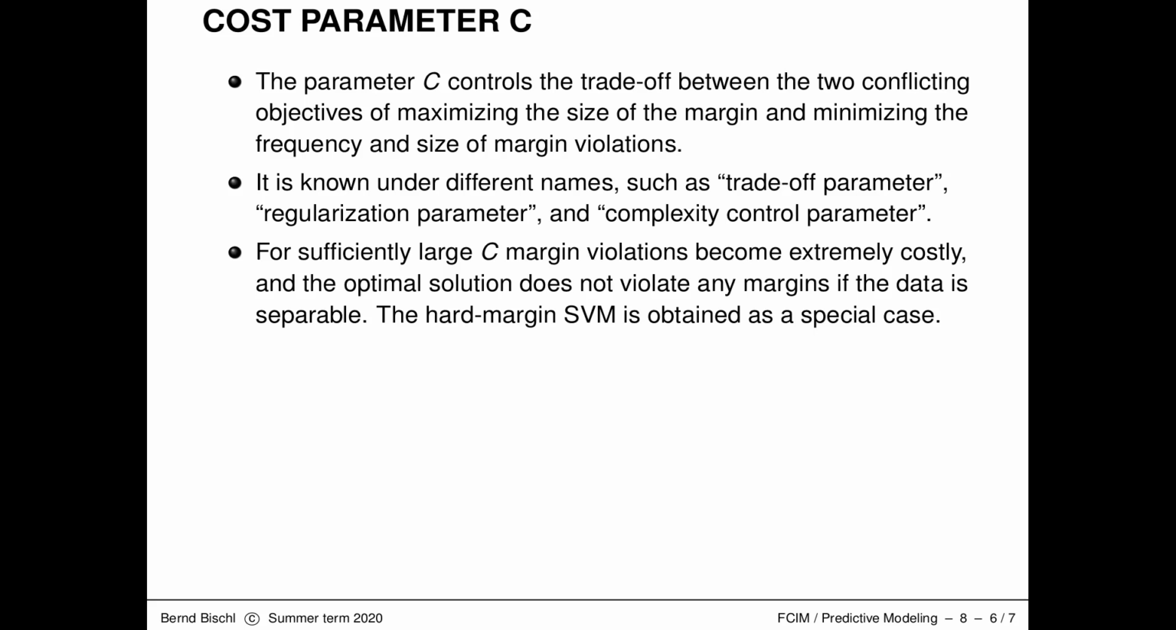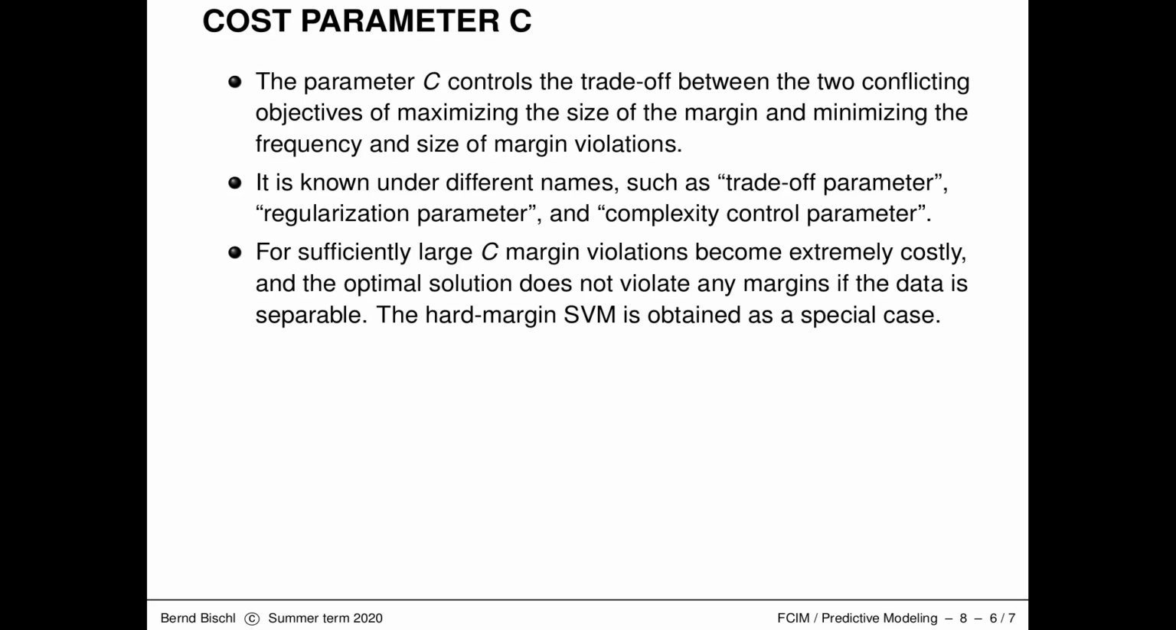A few extra comments on this cost parameter. As I explained, it controls the trade-off between two conflicting objectives: whether we want to maximize the size of the margin, or whether we rather want to minimize the frequency and the size of the margin violations. We call this constant C.